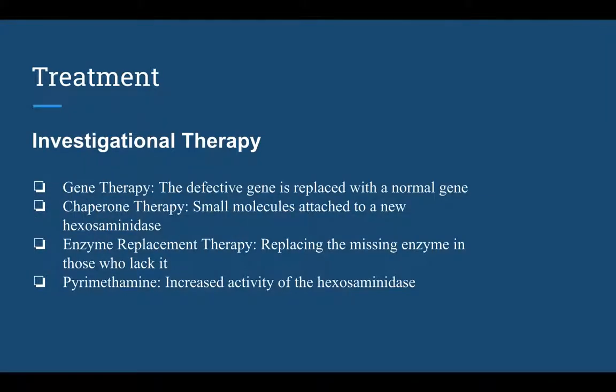We then have investigational therapy, which are still experiments that are being observed and worked on. The first one is gene therapy, which is when the defective gene is replaced with a normal gene. This experiment is still having some technical difficulties, so they're still working on it. And then we have chaperone therapy. It's small molecules attached to a new hexosaminidase, and in this, they're just trying to make the hexosaminidase perform normally.